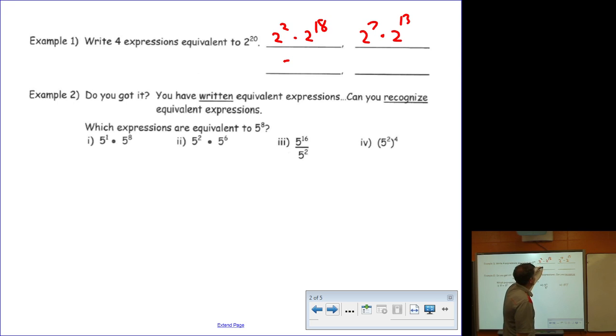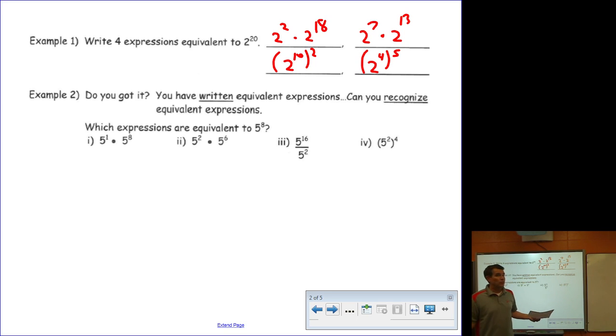Another one might be 2 to the 10th to the 2nd. That uses a different property, right? That uses the power to a power. And another one that might use a power to a power property would be 2 to the 4th to the 5th. So the point is, there are lots of different ways to write equivalent expressions. And that's going to help us here in a minute.